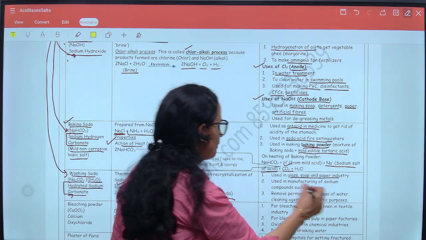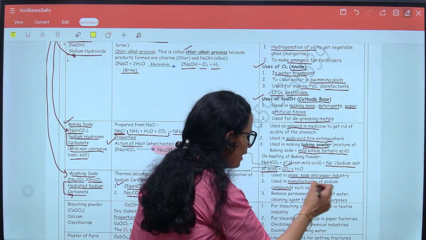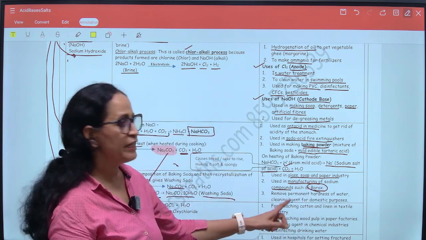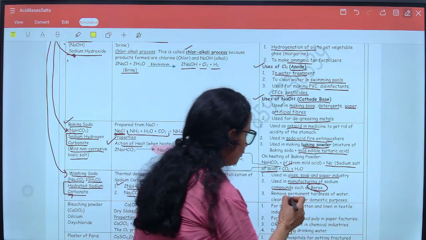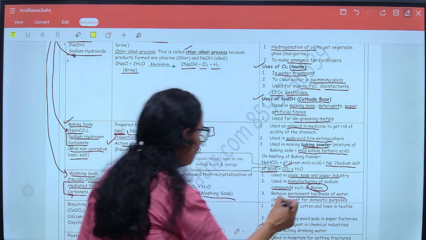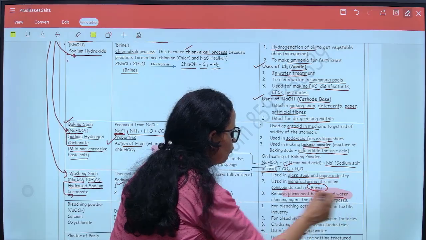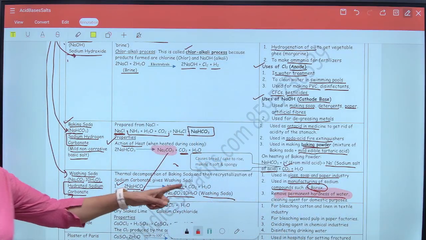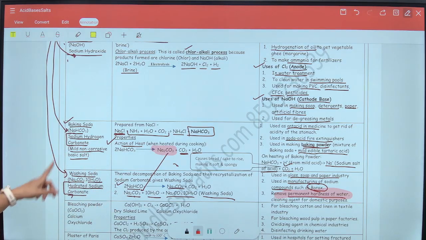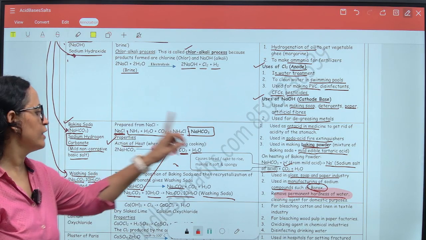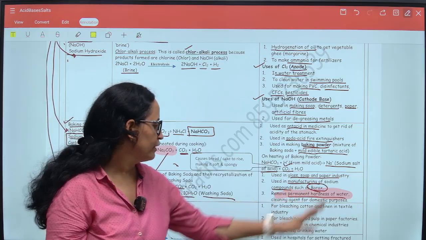It is used in the manufacture of sodium compounds such as borax. This is very important. And it is used to remove permanent hardness of water. Again, this is very important. Which substance is used for removing permanent hardness of water? The question might start from there. So it is very important that you understand washing soda is used to remove permanent hardness of water.